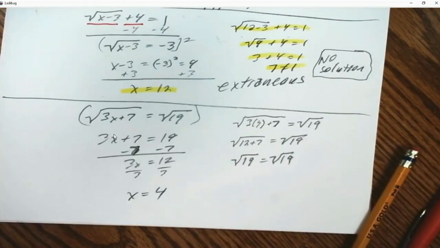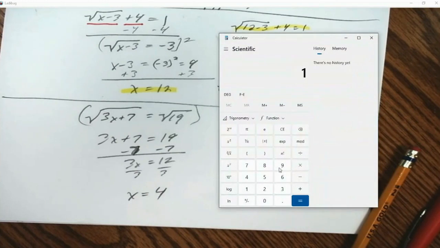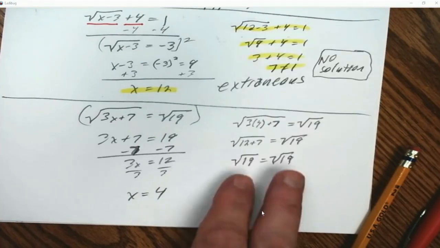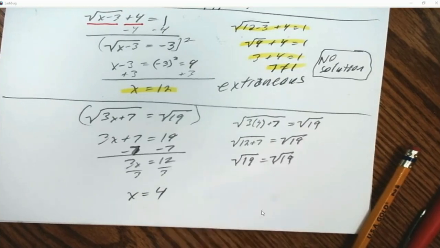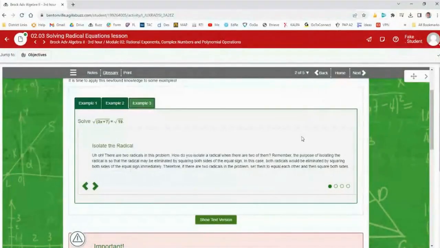I don't know what that number is. It's like 4.6 or 4.4 or something. Our calculator could tell us what that is. If we really want to know what the square root of 19 is, it's 4.35889435. Doesn't matter what it is. It's equal to itself. So this checks out. This is the solution. X equals 4. Because it works out. That's a true statement.